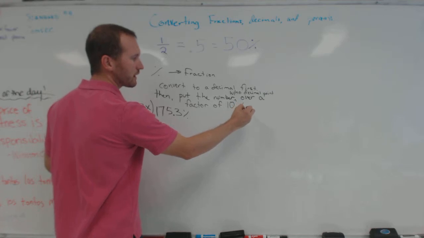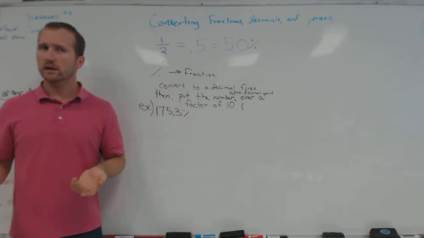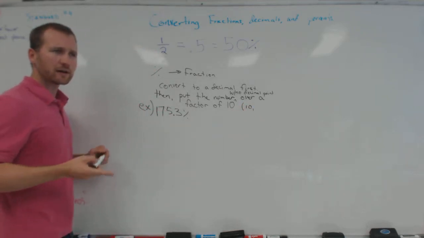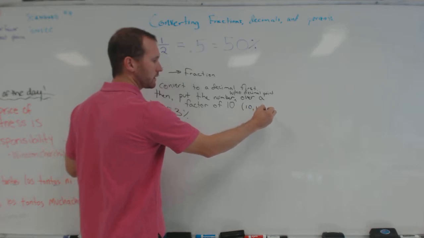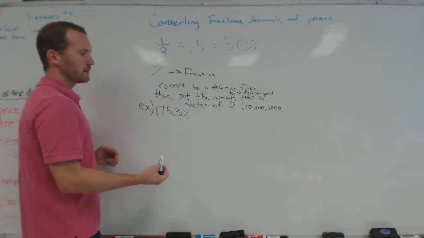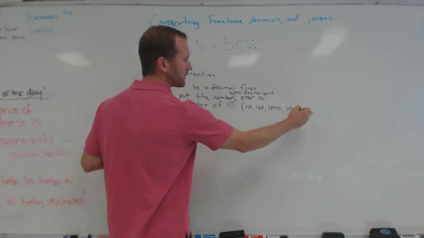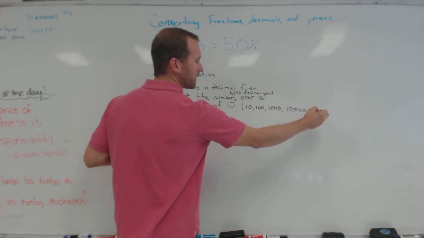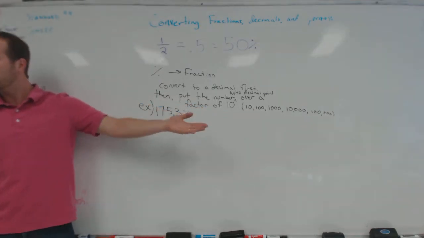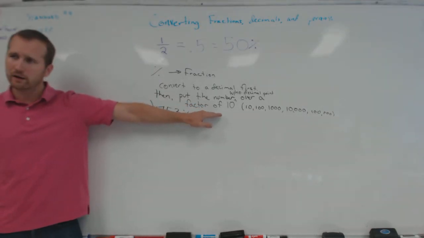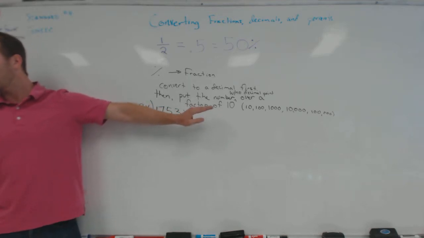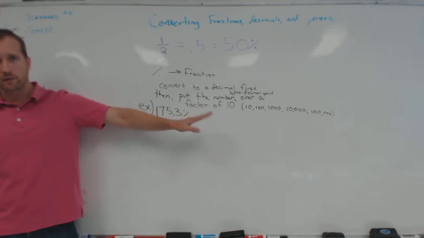So what are the factors of 10? Does anyone know? 10, what's the next one? Those are multiples of 10. So factors, yeah, 10, 100, 1,000. I don't know if I'm really saying that right. Powers of 10 is what I mean. 10,000, 100,000. A 1 with a bunch of zeros after it. That's always going to be your denominator when you convert a decimal to a fraction. Your denominator will always be a 1 with a bunch of zeros.